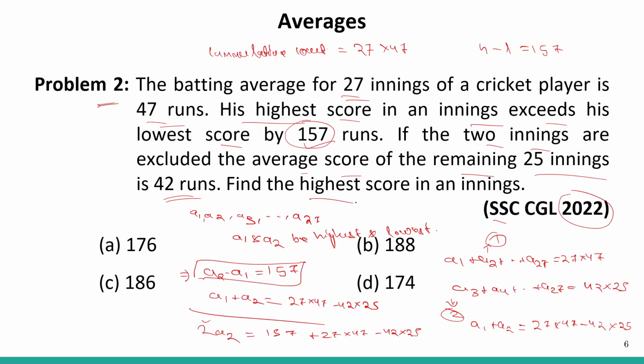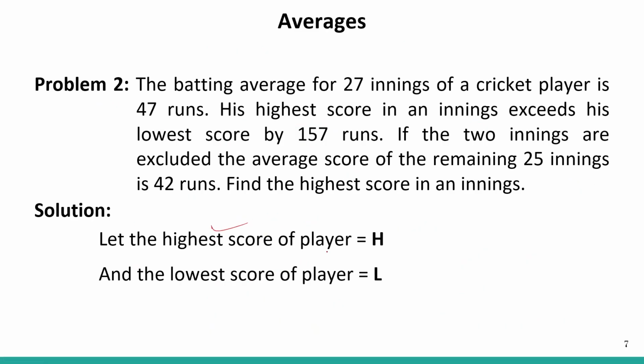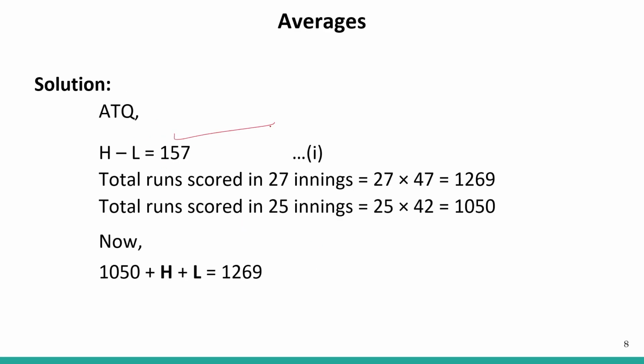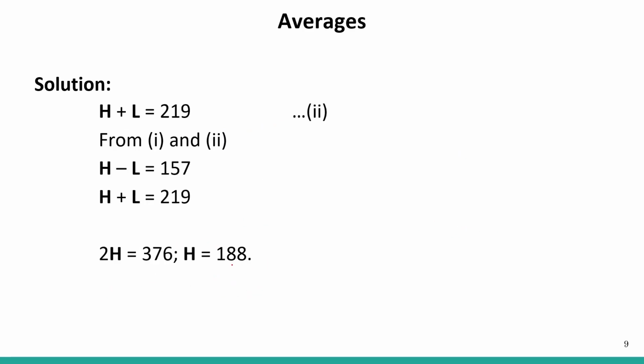So we want to calculate the highest score. Let's go forward with the step-by-step solution. Let the highest score of a player be H and lowest score be L. So H minus L is given as 157 according to the question. Total number of runs scored in 27 innings will be 1269 and total runs scored in 25 innings is 1050. So 1050 plus H plus L is equal to 1269. So H plus L is equal to 219, and H minus L is equal to 157.